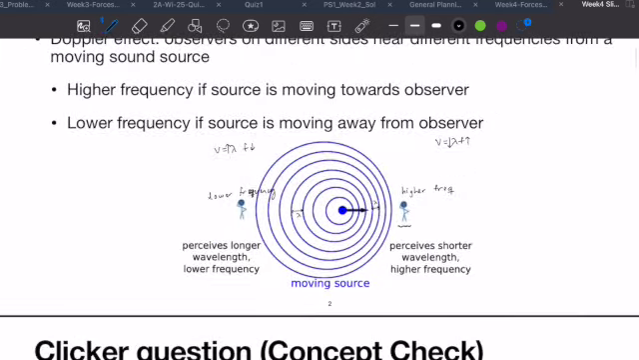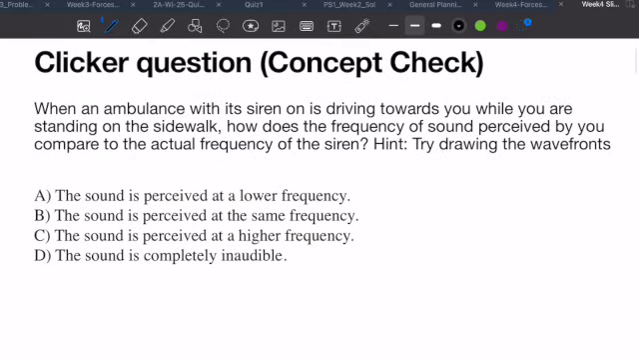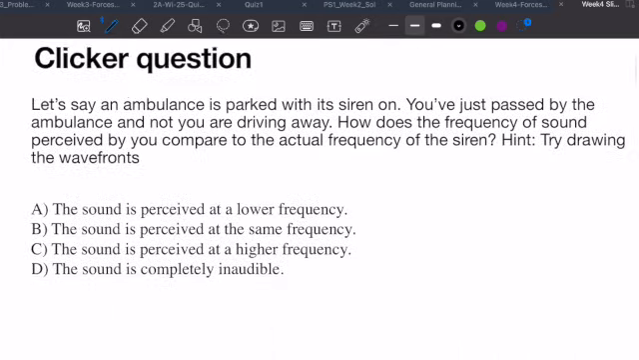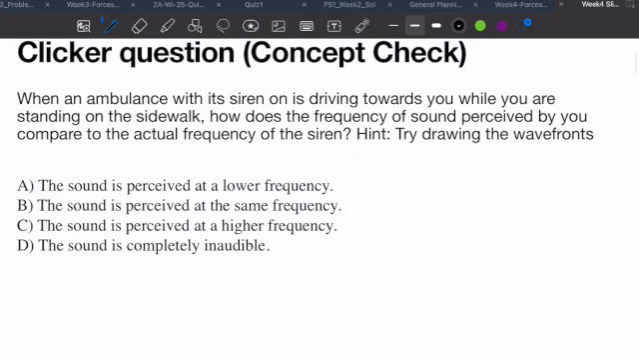So let's try some examples of this. And again, we're not doing these as clicker questions, these are concept checks. What I encourage you to do is pause the video, answer both this question and the next one, and then you can take a look at the answers in the video. In this case, we have an ambulance with its siren on that's driving towards you while you're standing on the sidewalk. How does the frequency of the sound perceived by you compare to the actual frequency of the siren?